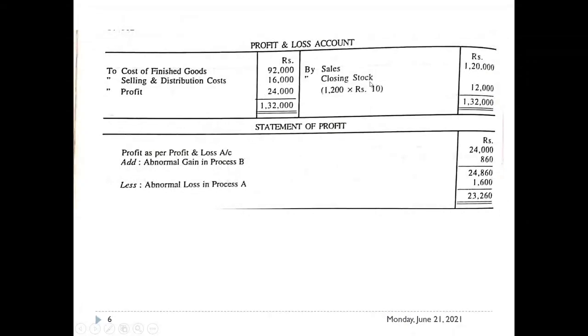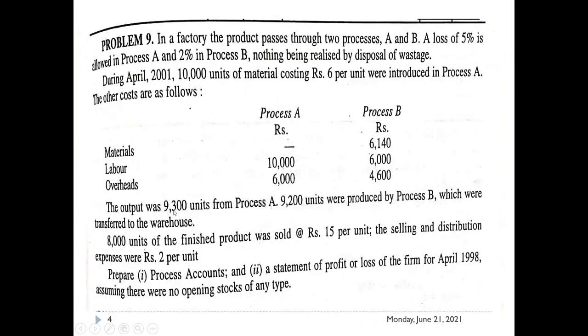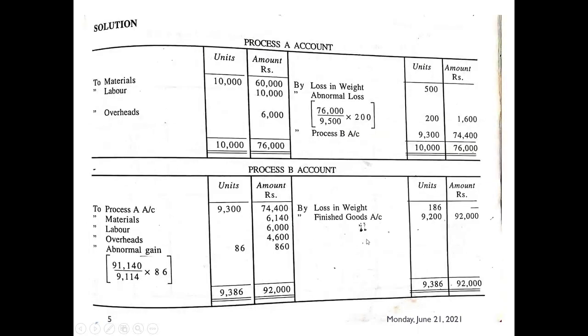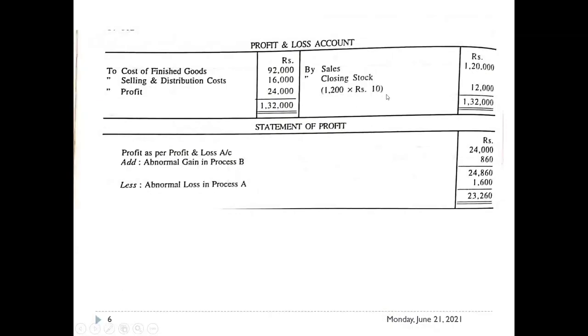And lastly, by closing stock. So closing stock, how is it calculated? Our output is 9,200. From 9,200 we are selling 8,000, so the remaining is 1,200. And the cost per unit we have already calculated as 10 per unit. So 1,200 into rupees 10, it will be 12,000.